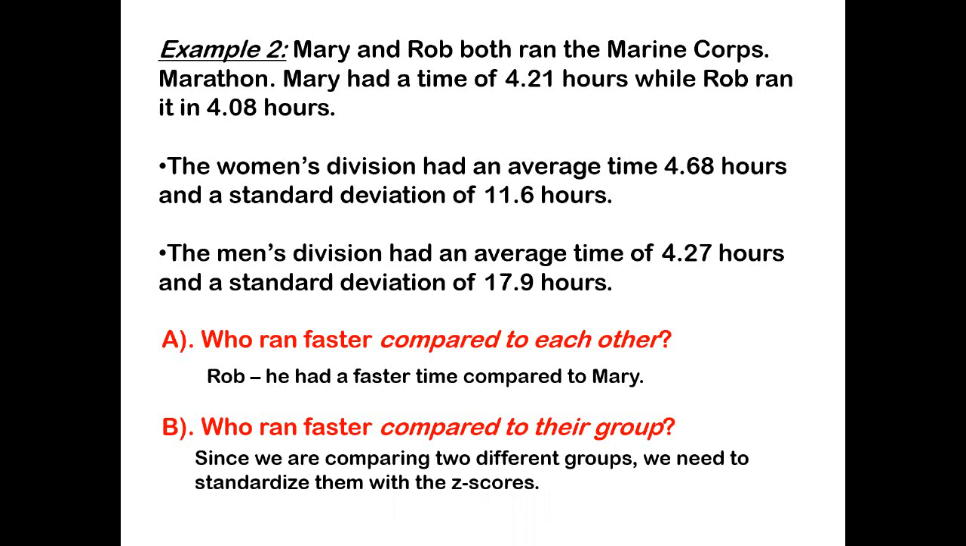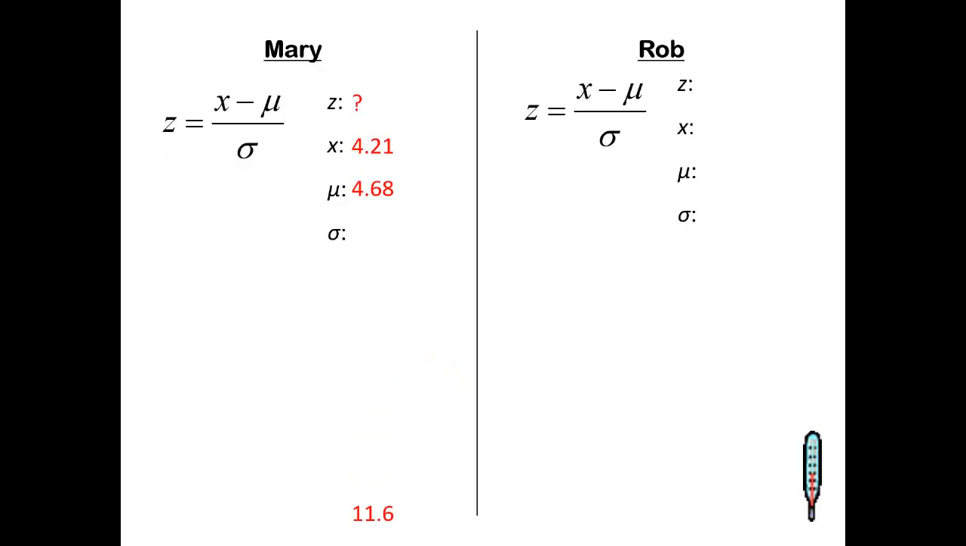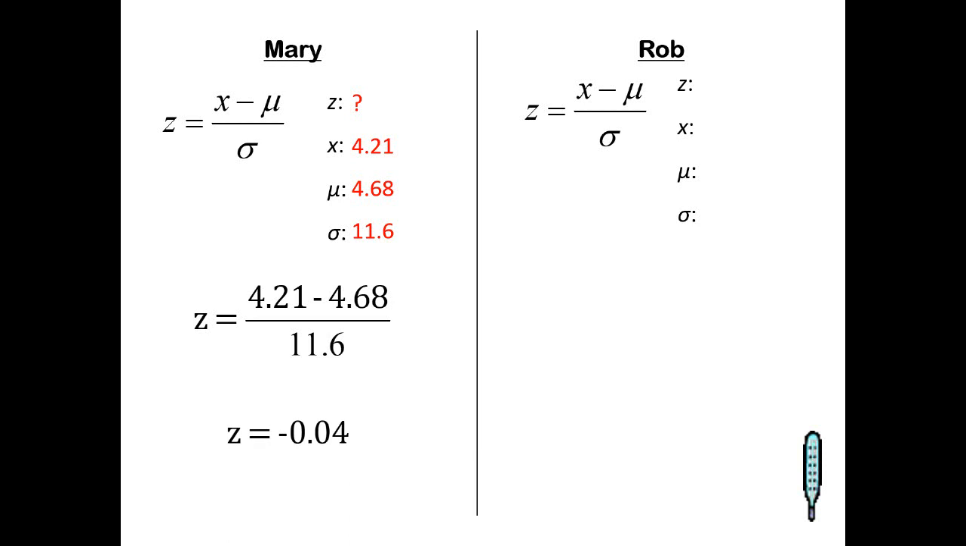All right. Now, when we're comparing two different groups, we're going to standardize them using a z-score. So again, for Mary, she ran it in 4.21. The mean for the women's division was 4.68, and the standard deviation was 11.6. So we can plug that into our z-score formula and find that she was 0.04 standard deviations to the left of the mean. Rob, on the other hand, ran it in 4.08 hours.